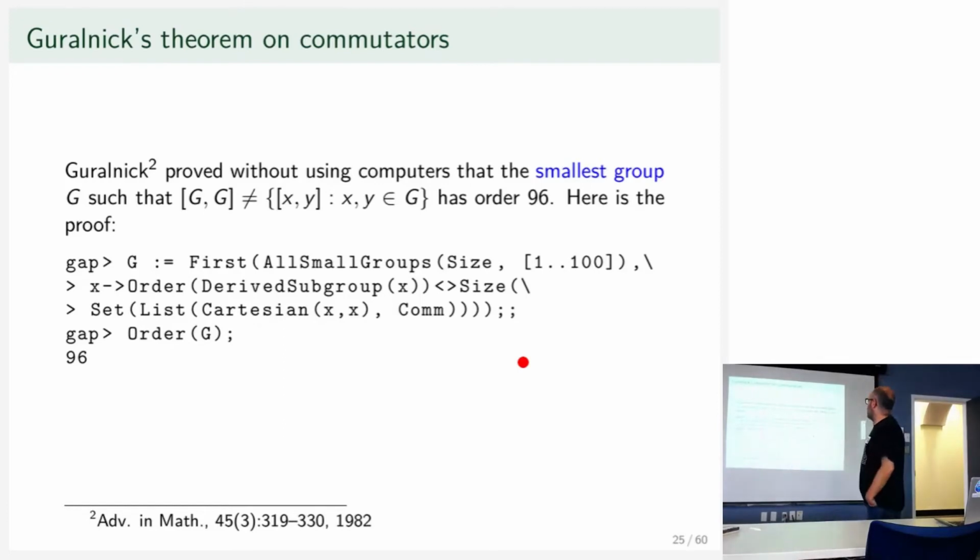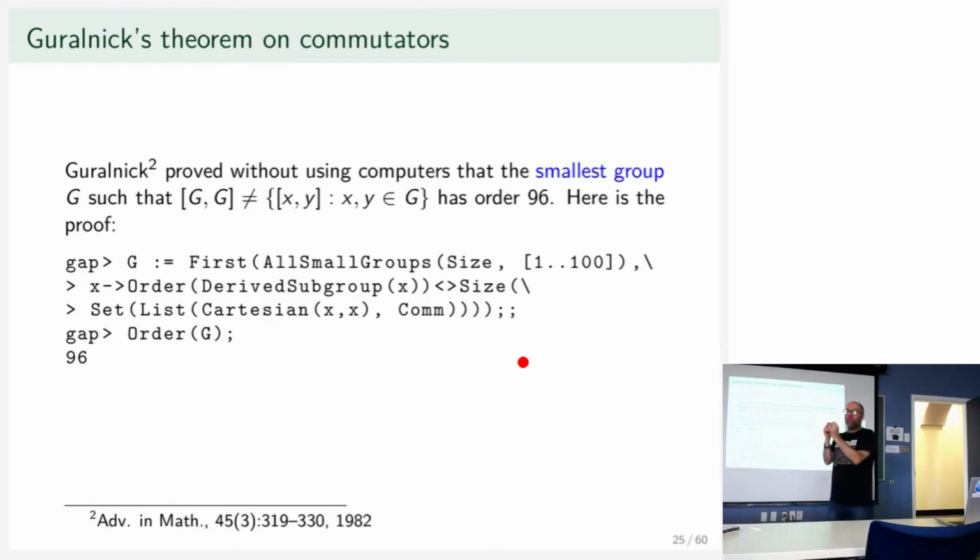What he proved is precisely this: that the smallest group such that these two things are different has size 96. It is super easy to do this with GAP, because we have all the groups. With one line, you get this. I'm running over all groups of size from 1 to 100, say, and I keep only the first one where the order of the commutator subgroup is different from the size of the set of commutators. This line computes the set of commutators.